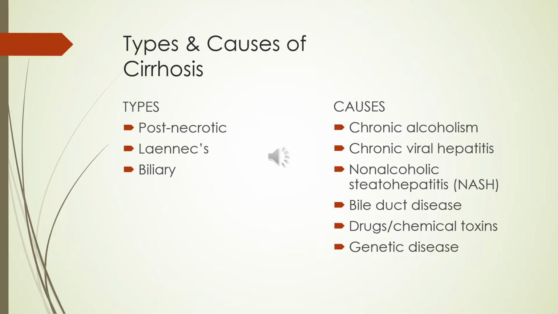So our causes would include chronic alcoholism, chronic viral hepatitis, non-alcoholic steatohepatitis, or the book calls it NASH, bile duct disease, drugs and chemical toxins, and then also you can have a genetic factor that can cause cirrhosis.